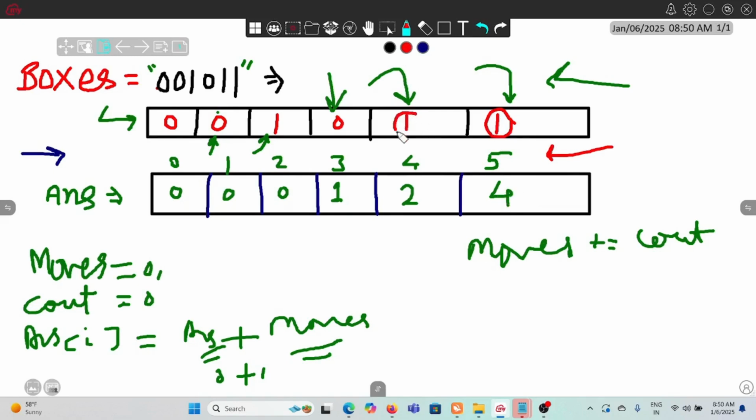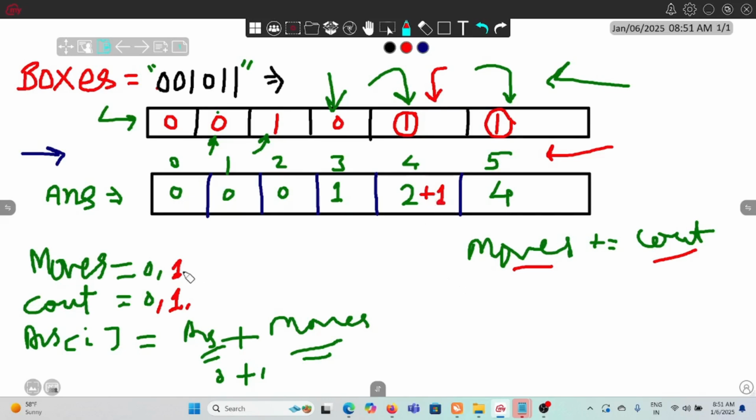Now we are coming to this guy, but before going to this guy we have to update a few things, right? Our count would become 1. At the same time, before moving to the left side, we have to update the moves also. So moves equal to moves plus count, so it would also become 1. Now we are coming to the second location here. So answer equal to answer plus moves. Answer is 2 plus what is the move here? Move is equal to 1. So 2 plus 1. Okay, so now we have filled till here.